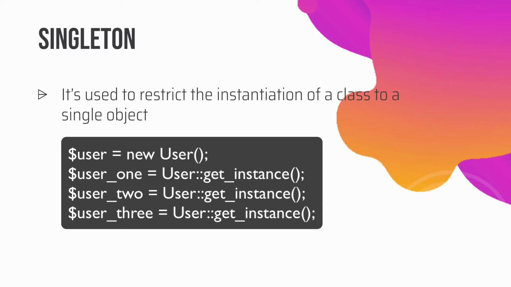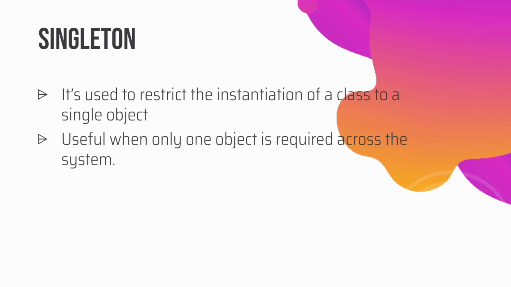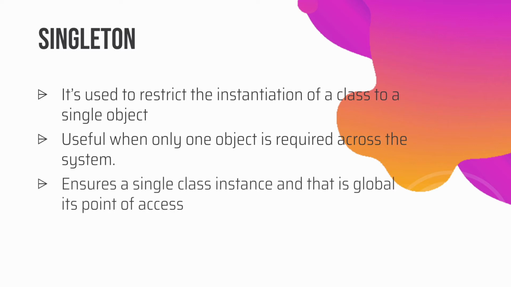So that is pretty useful. They're useful when only one object is required across the system. You can think of them like global variables that you can use. It ensures a single instance with a global point of access.